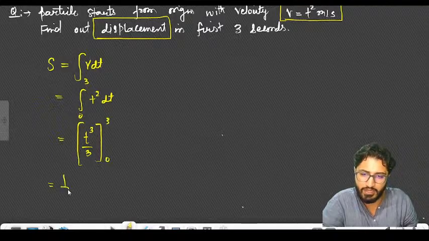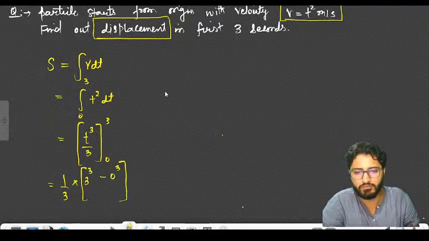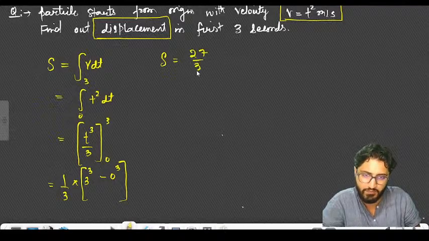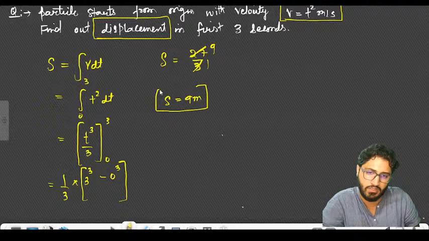I can write 1 by 3, then multiplied by 3 cube minus 0 cube. So displacement equals to 27 by 3. 3 1s are 3, 3 9s are 27. So my answer came out to be 9 meters. So displacement is 9 meters.